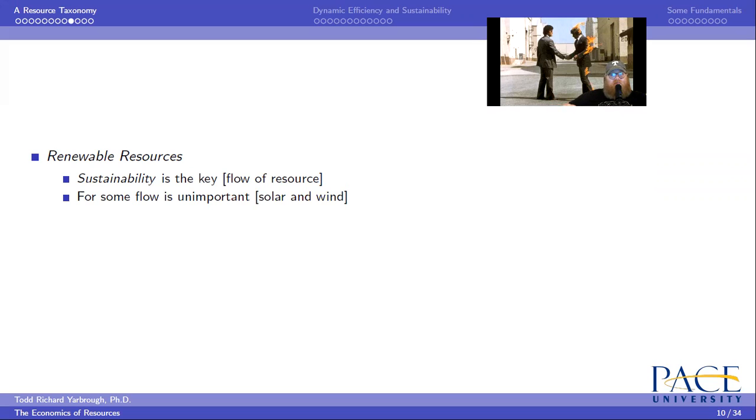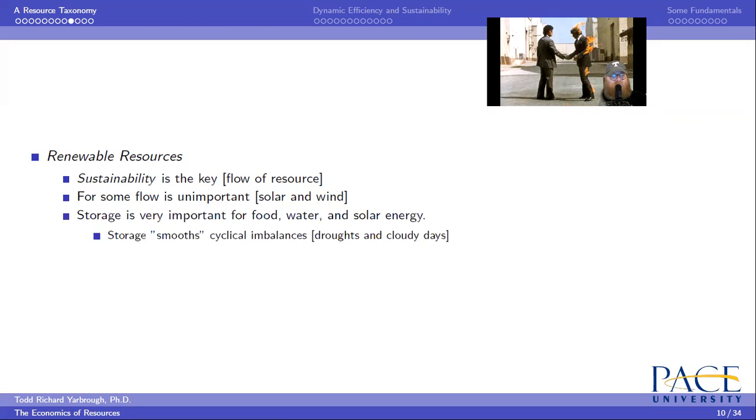We want to think about things in terms of the flow of the resource. So how much of the resource is being consumed on an annual basis? And then, of course, we want to ensure that that consumption and that processing of the resource is not being done at a rate that is unsustainable, that will cause an exhaustion of that particular resource. For some renewable resources, flow is very unimportant. Solar and wind are not cyclical, year-to-year things that we're concerned about. There's not less solar or less wind energy over time.